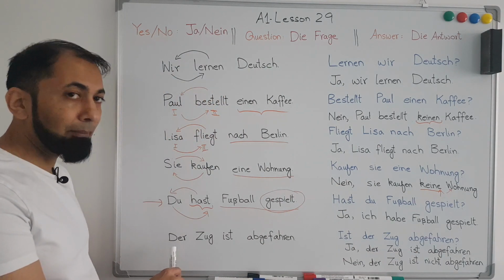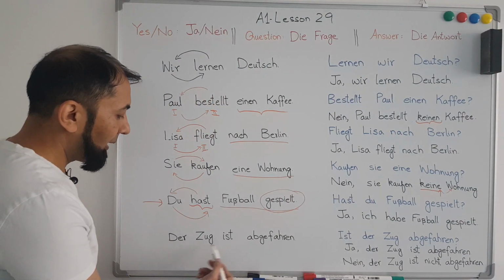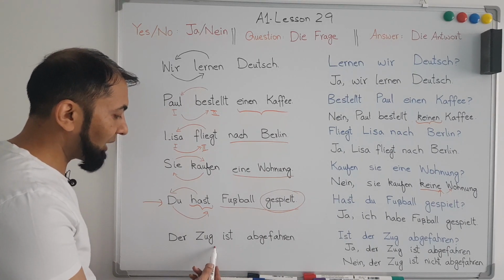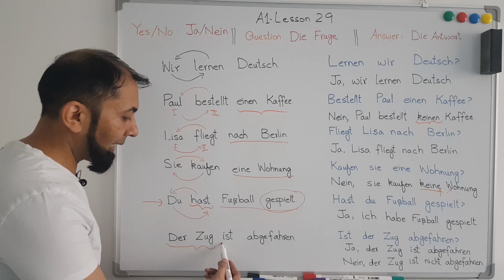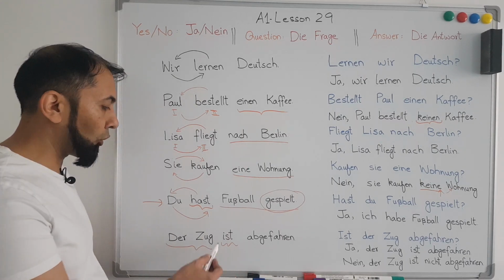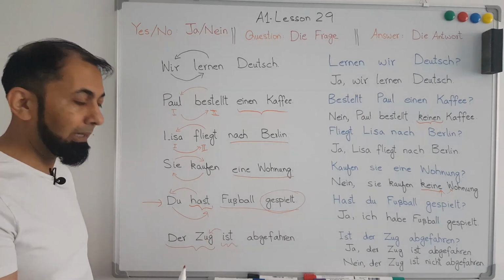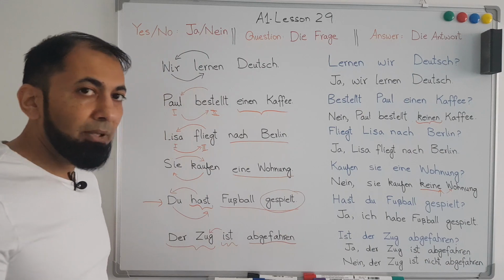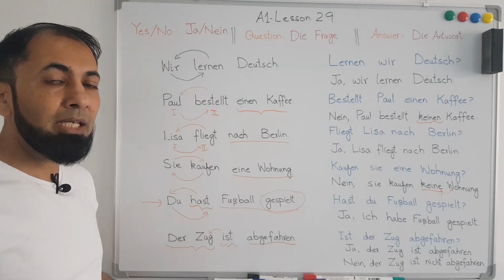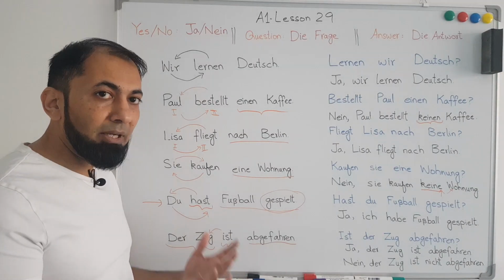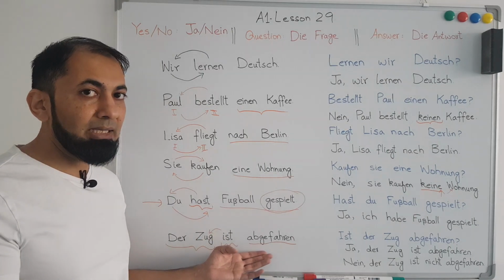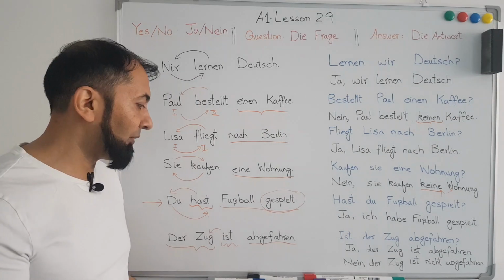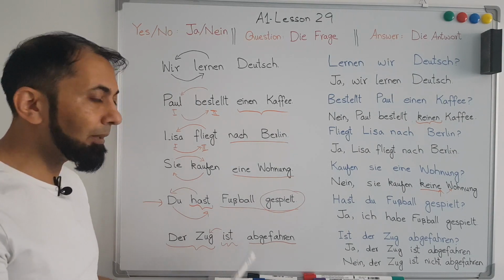Now the second example is with the use of the sein verb. Der Zug ist abgefahren. Here the subject is der Zug. The helping verb sein is conjugated according to the subject of the sentence, which is der Zug. And here I have used the verb abfahren. Abfahren means to depart. And since it is a perfect tense, we have to use the participle zwei, or the perfect form of abfahren, which is abgefahren. Der Zug ist abgefahren.